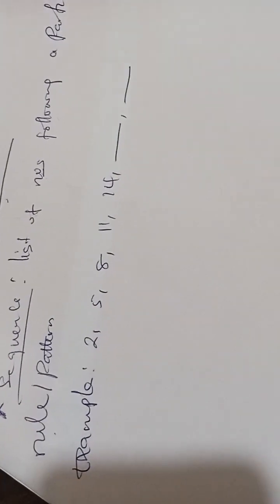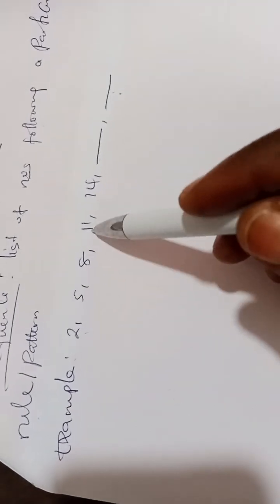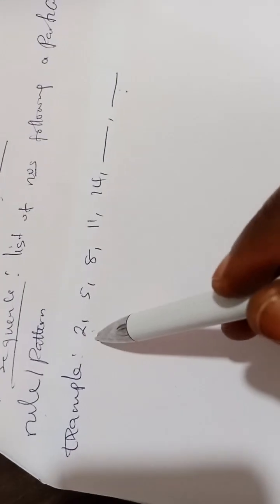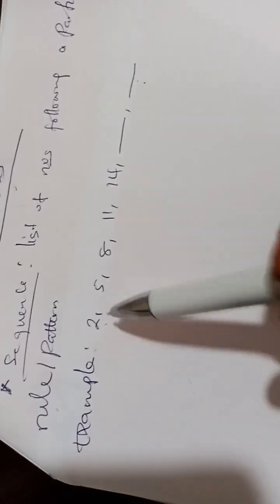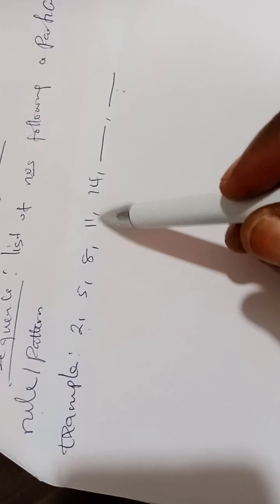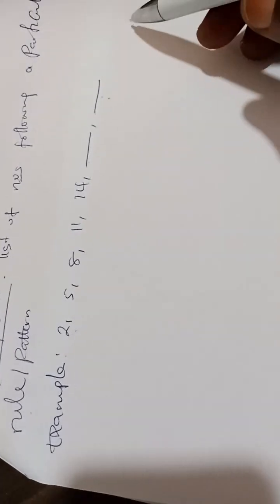Take for instance, you are given something like this, and you're asked to fill in these two gaps, the two dashes there. So we have 2, 5, 8, 11, 14. Now if you take a look at this, after 2 it is expected 3, 4, all of that, but then we're having 5, 8, 11, 14. So before you complete this, don't guess, try to look at the rule guiding that arrangement, and a complete arrangement of this kind is what is called a sequence.